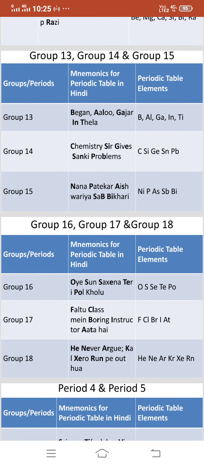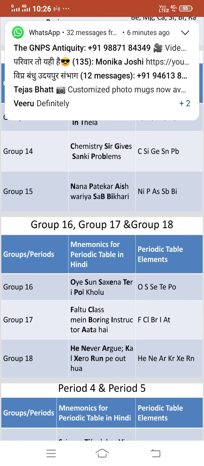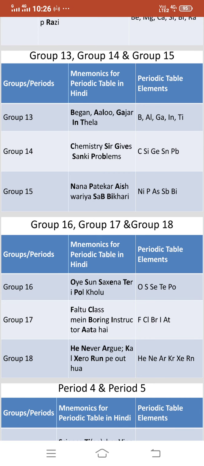Now the mnemonics for group 16, 17 and 18. Group 16 mnemonic is OS Sun Saxena Teri Pole Kholu. So here O represents oxygen, Sun for sulfur, Saxena for selenium, Teri for tellurium, and Pole is represented by polonium.